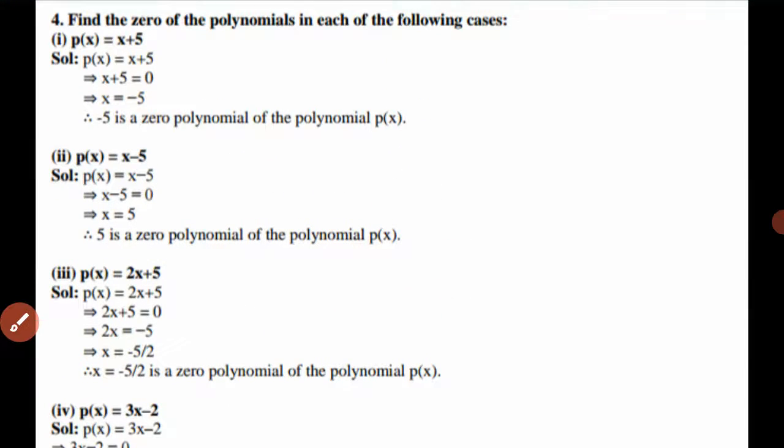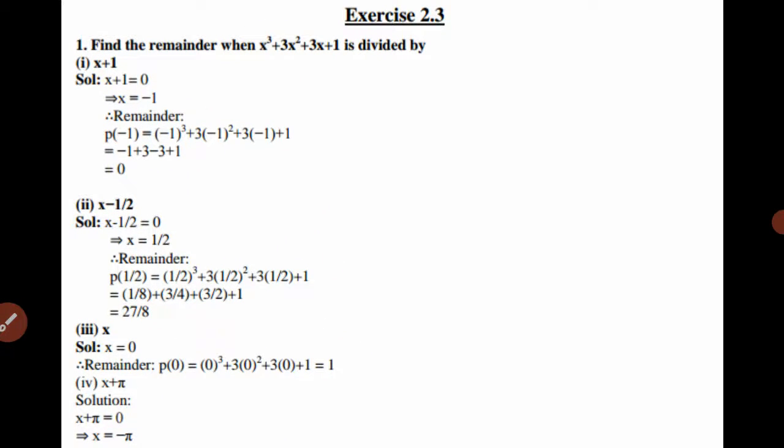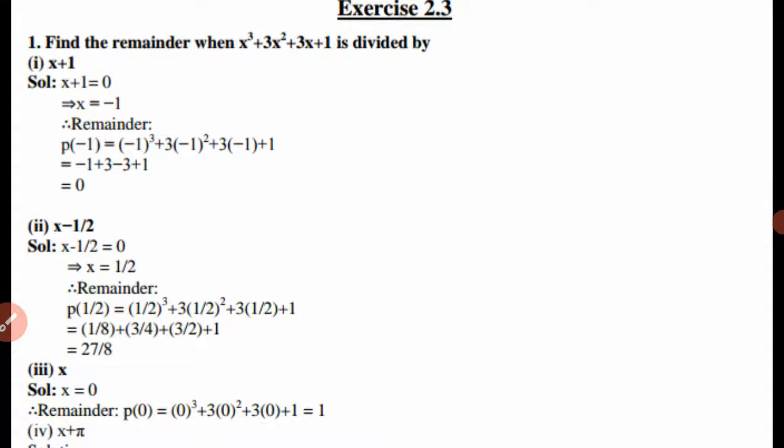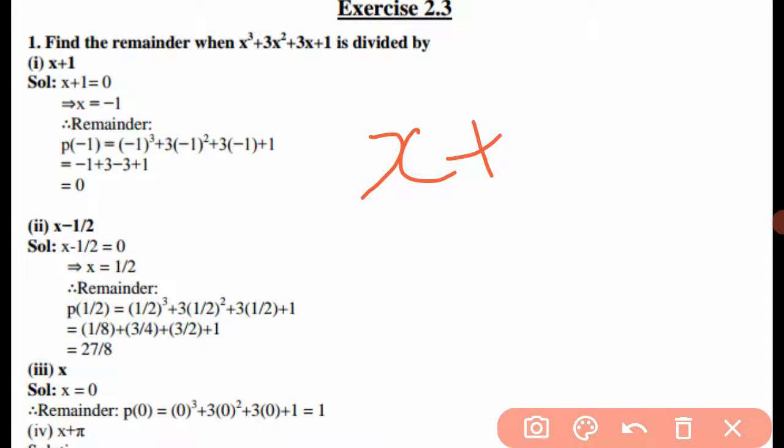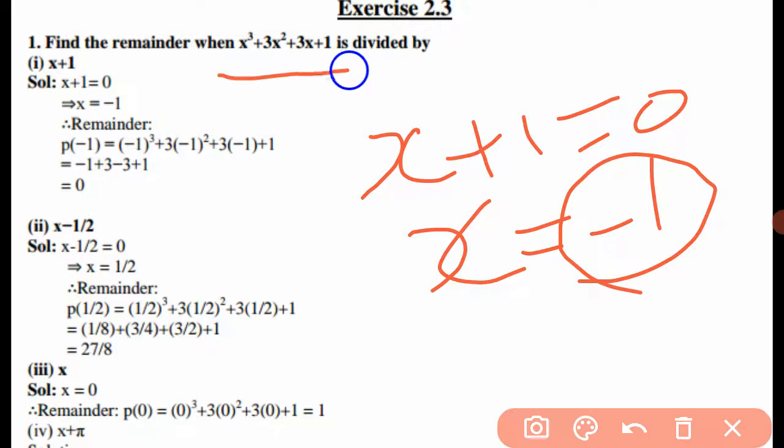Now after this we are going to start the next exercise, that is exercise 2.3. In exercise 2.3, in question number 1, we have given: find the remainder when x cube plus 3x square plus 3x plus 1 is divided by x plus 1. So in this case, first we take the value of x. We have x plus 1 equals to 0, so x equals to minus 1. So we will put this value of minus 1 in this given equation. By putting the value of x as minus 1 in this equation, the answer will be 0. So we can say that its remainder is 0.